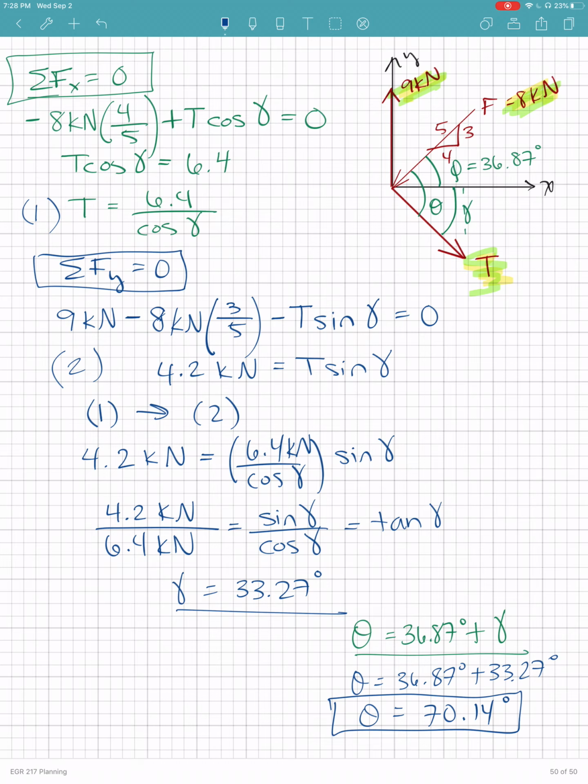And then the other thing: since we sort of jumped ahead a little bit and figured out what this gamma is, we can now plug that back into that first equation. That first equation was T equals 6.4 over cosine of that gamma. So that equals 6.4 over cosine of 33.27 degrees. Just entering it in my calculator, T equals 7.65, and that's kilonewtons.